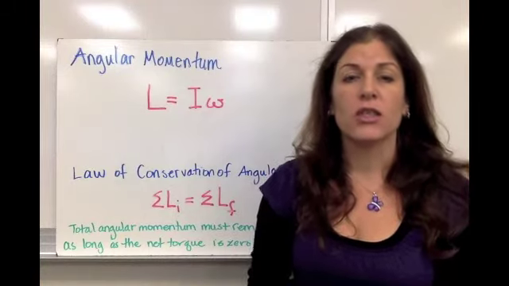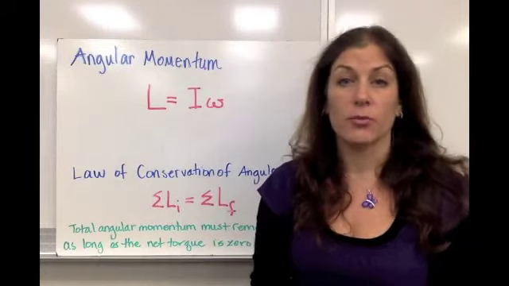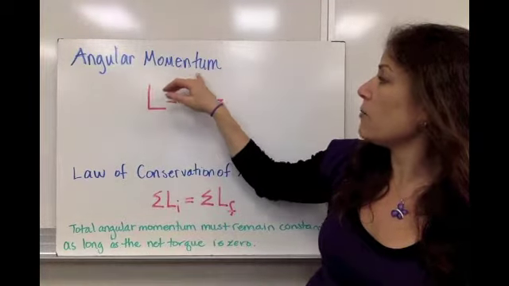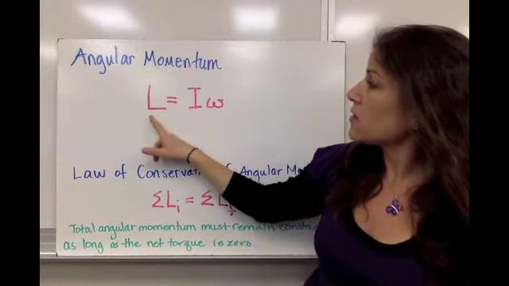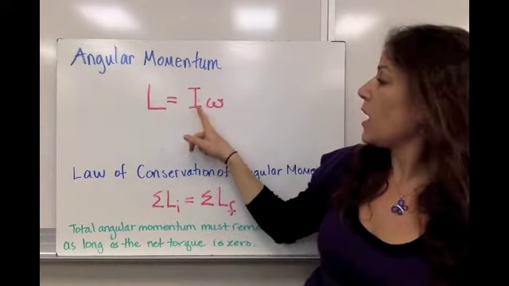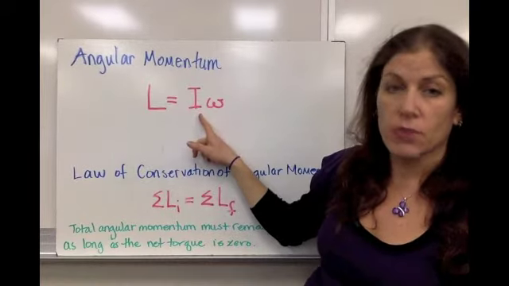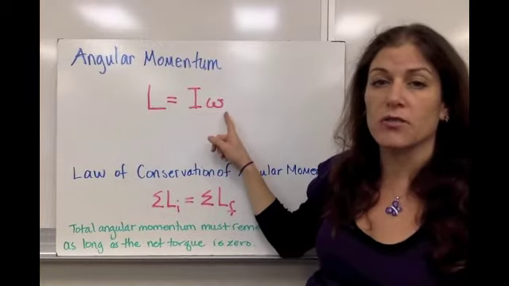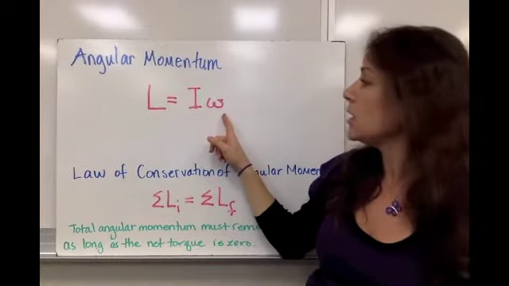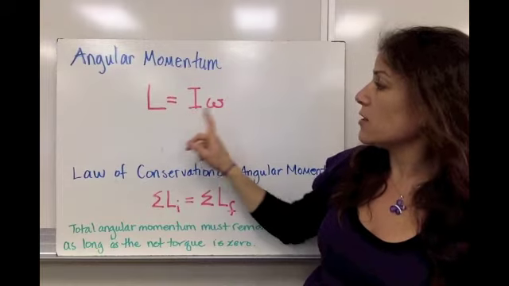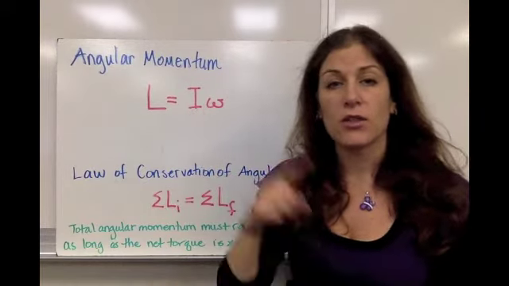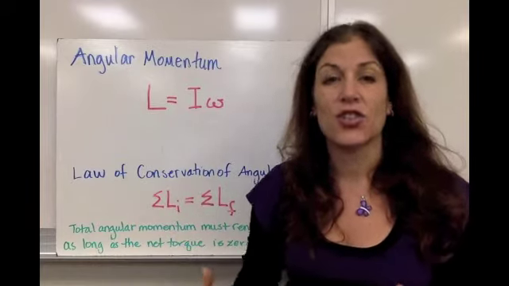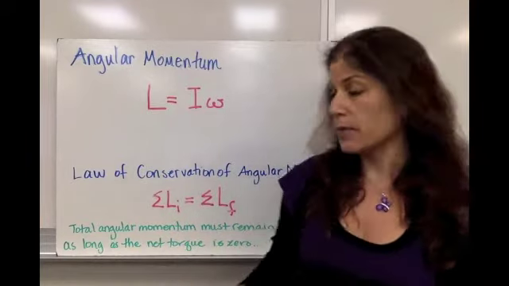Angular momentum is the rotational equivalent of linear momentum. And just like linear momentum is p equals mv, L is the symbol for angular momentum. I is rotational inertia, the rotational equivalent of mass, and omega is the rotational equivalent of velocity. It's angular velocity. So you get L equals I omega, the angular momentum. So anything that's rotating has an angular momentum depending on its shape and how fast it's rotating.